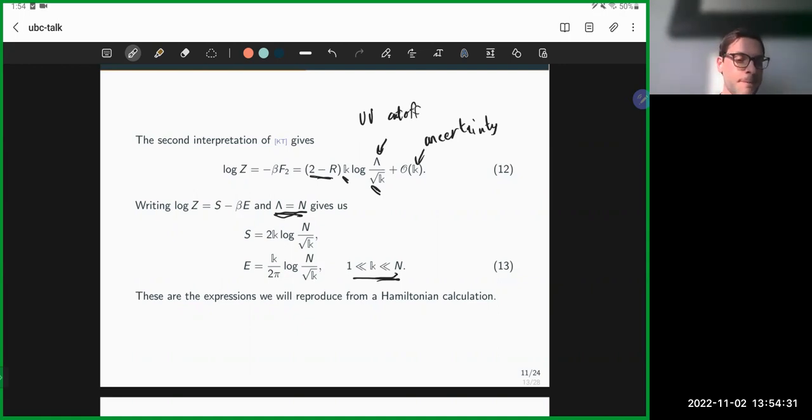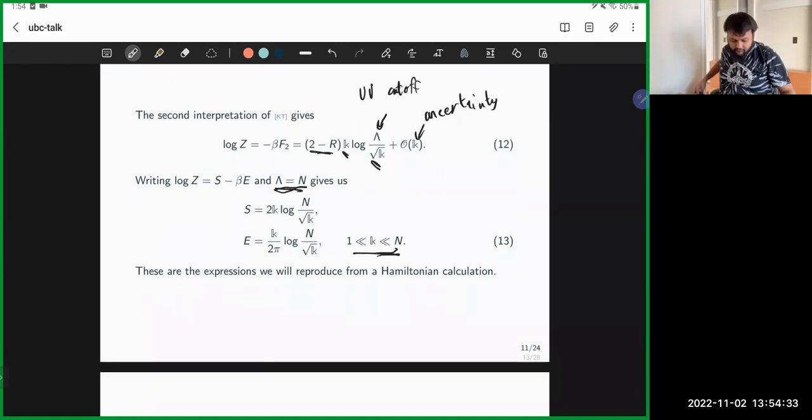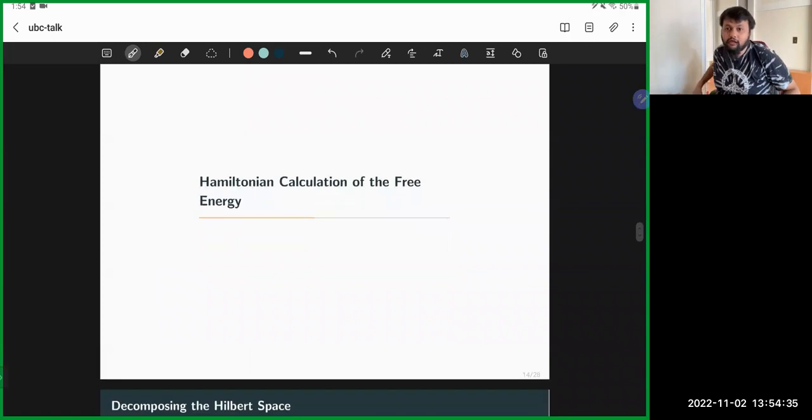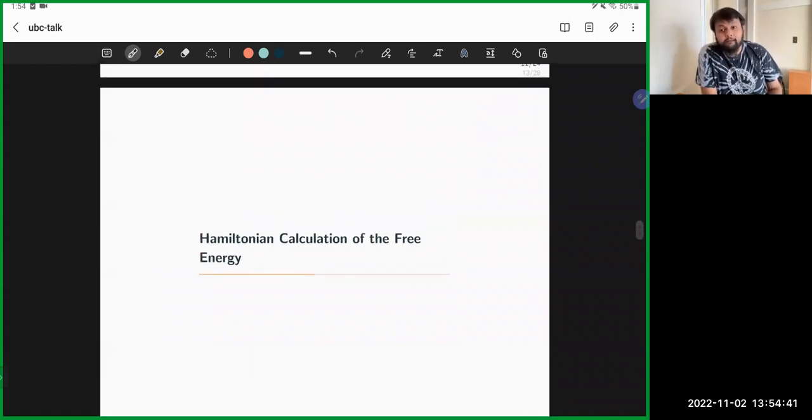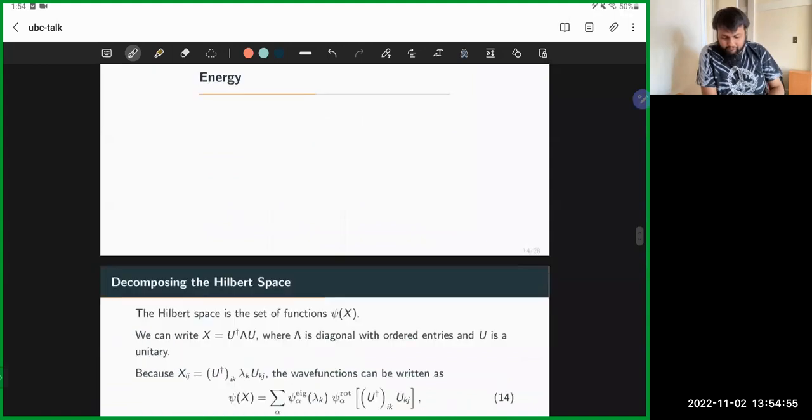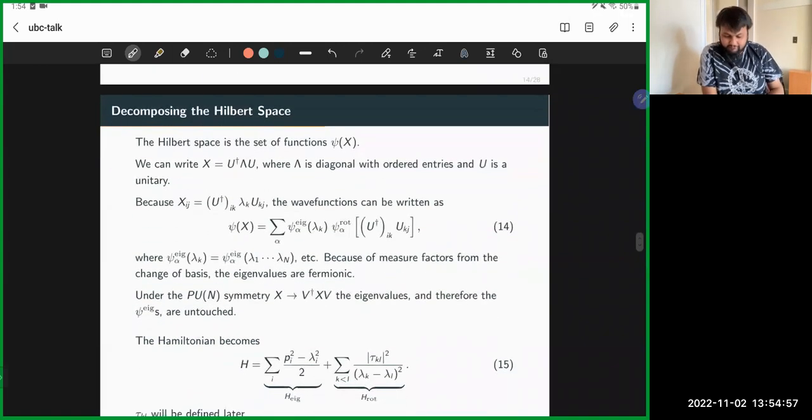Okay, good. So now I will do a Hamiltonian calculation of the free energy. What do I mean by Hamiltonian calculation? I mean that I will look at some quantum states in the Hilbert space, calculate the energy, and count them. And for that, we need to know about the Hilbert space, so let's start there.